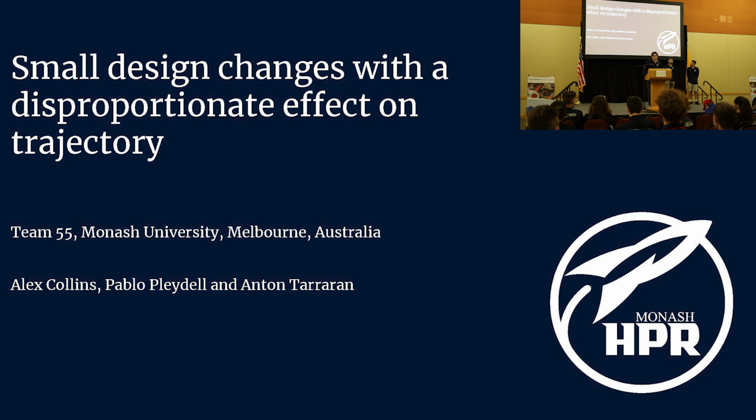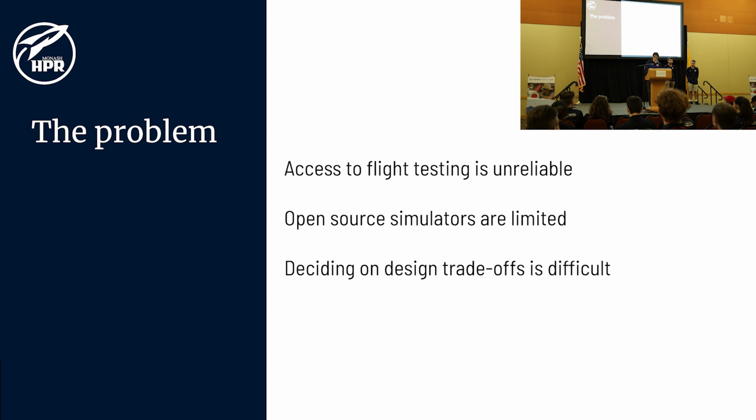Today we'll be presenting about small design changes with a disproportionate effect on trajectory, plus also how we've used our simulation software to analyse these effects. With the unreliable access to flight testing, the limitations in accuracy and the features of open source simulators, and the difficulty in analysing design trade-offs, it is important to develop a simulation tool that allows us to understand these designs and effects.